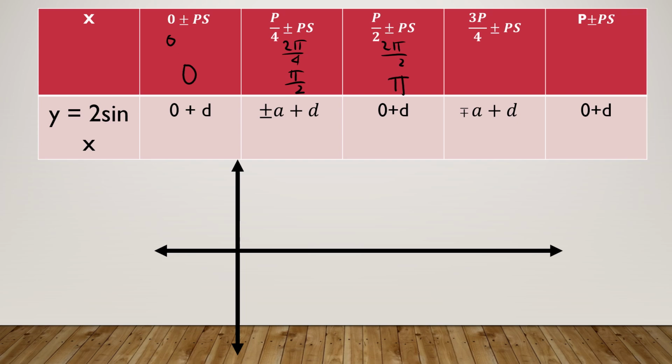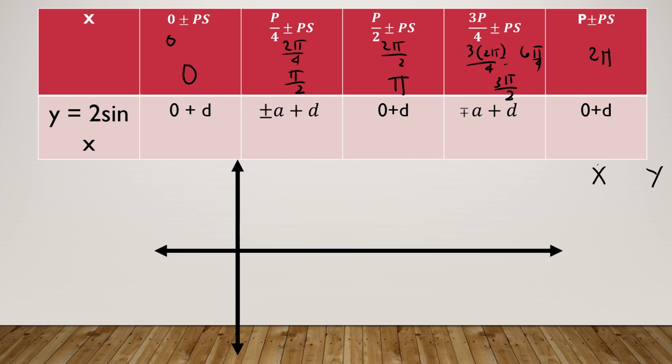For 3p over 4, it will be 3 times 2 pi over 4, which is equal to 6 pi over 4 or 3 pi over 2. For this one, we have 2 pi. But since our condition is to draw a graph of a given trigonometric function from 0 to 4 pi, we need to have x go until 4 pi. So we're going to extend this one.